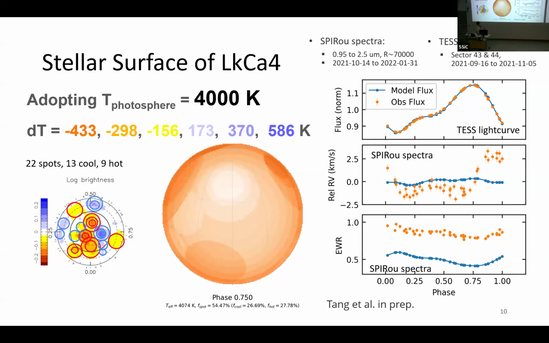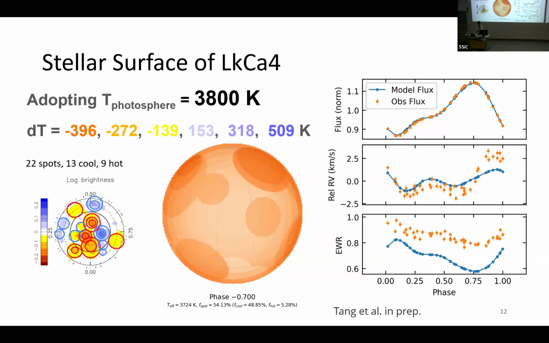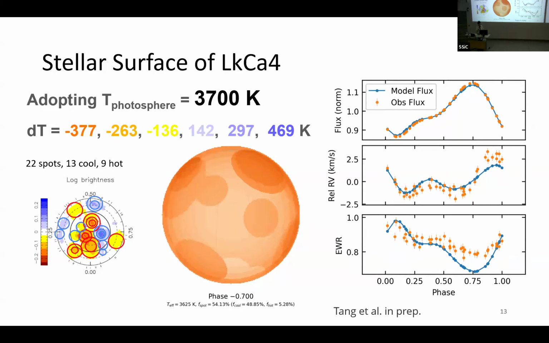So what we can do here is lower the adopted photosphere temperature and see how the results are. Just focus on the plot on the right, and you see lower by 100 in photosphere temperature, another 100 lower in photosphere temperature, and at 3,800 it's pretty much good.